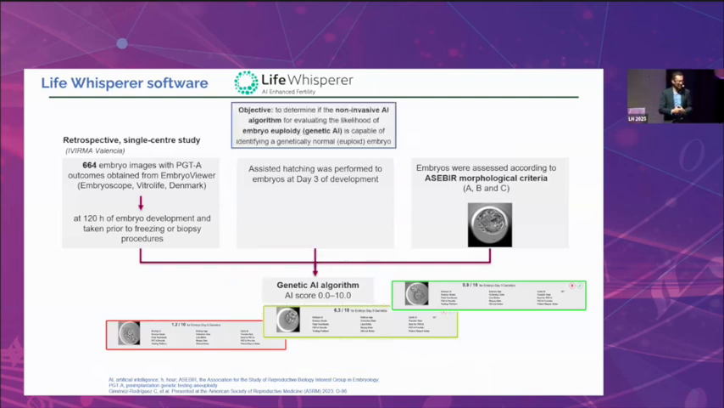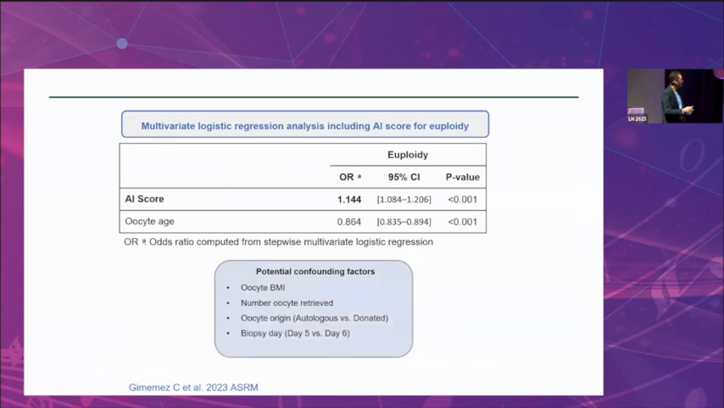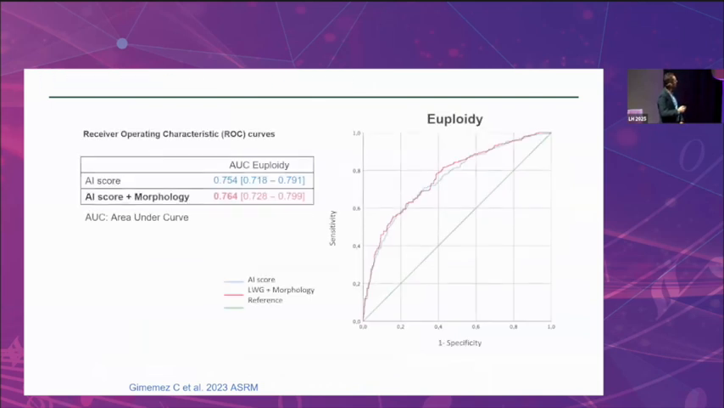We have been testing this technology, as you know, in a clinic in Valencia, and nicely there was a relationship between the score and the chance of that embryo to be euploid. The odds ratio was 1.14, in a complex logistic regression analysis. The area under the curve for euploid prediction was 0.75, which is quite decent. And even if you include morphology together with this AI algorithm, the capacity of prediction of euploidy is slightly better.